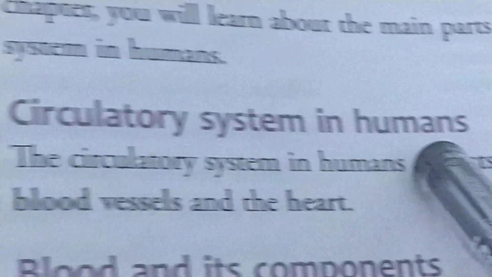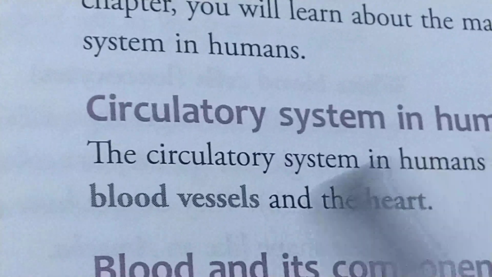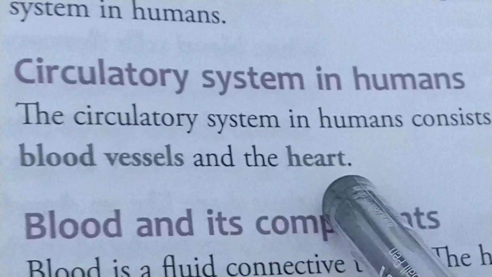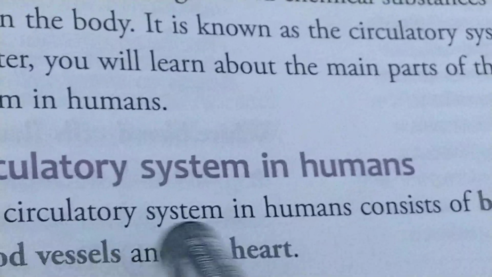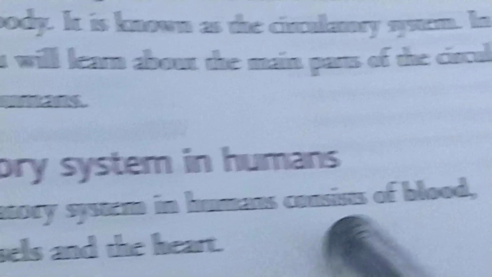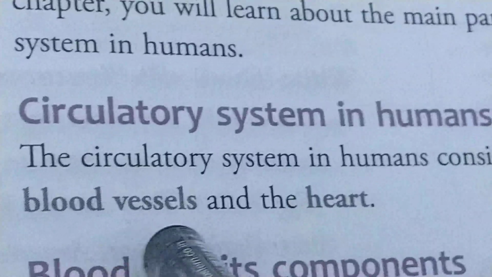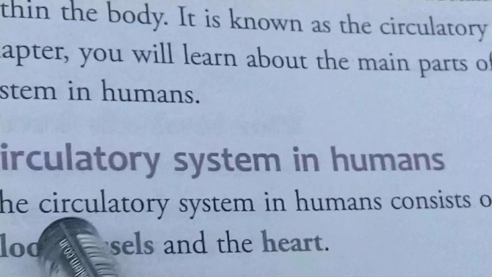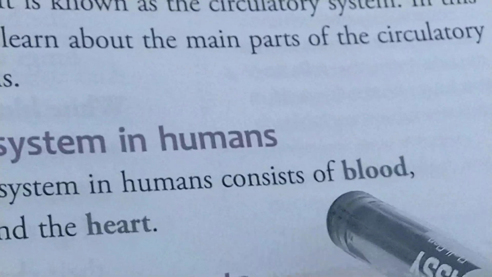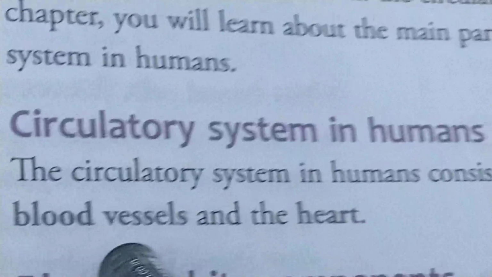Circulatory system in humans. The circulatory system in humans consists of blood, blood vessels and heart. First, this line is very important. Circulatory system in humans consists of blood, blood vessels and heart. तीन चीज लेके नॉर्मली सर्कुलेटरी सिस्टम फॉर्म होता है. फर्स्ट ब्लड, ब्लड वेसल्स एंड हार्ट.